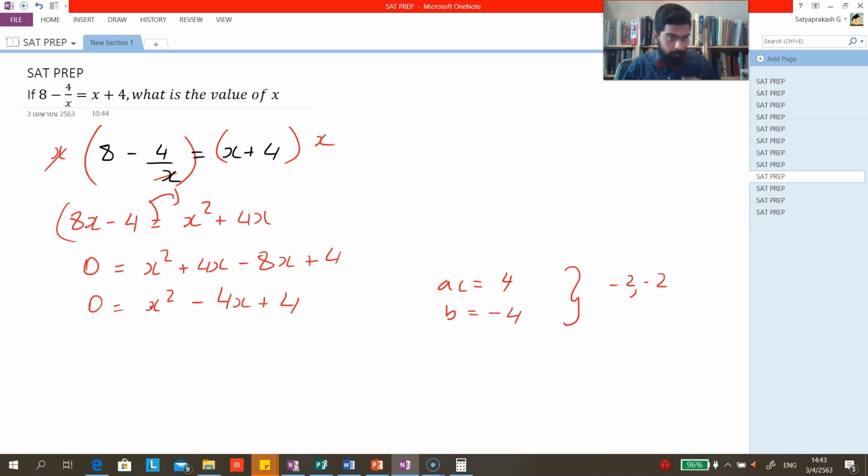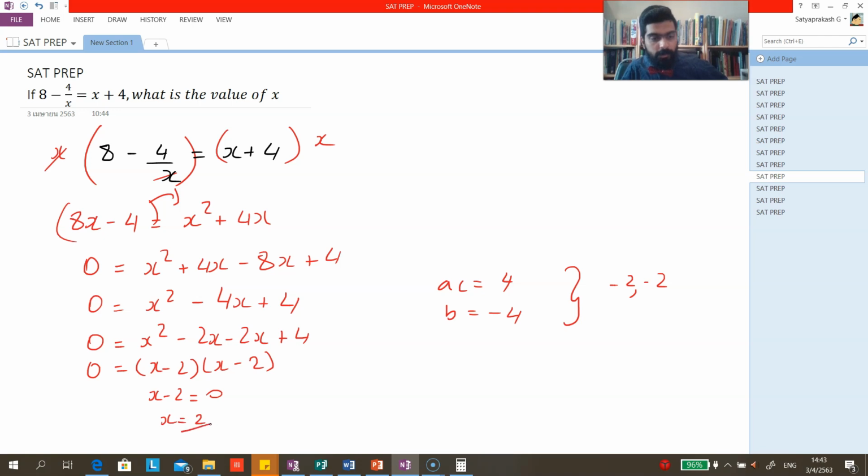Right guys, so we are going to split the middle term. So 0 is equal to x squared minus 2x minus 2x plus 4, or we also can write this as x minus 2, x minus 2. Right guys, in this case we see that all of this is equal to 0, and we see that both of this are the same. So let's find a value of x. So we see that x minus 2 is equal to 0, therefore x is equal to 2. Right guys, so the value of x is equal to 2.